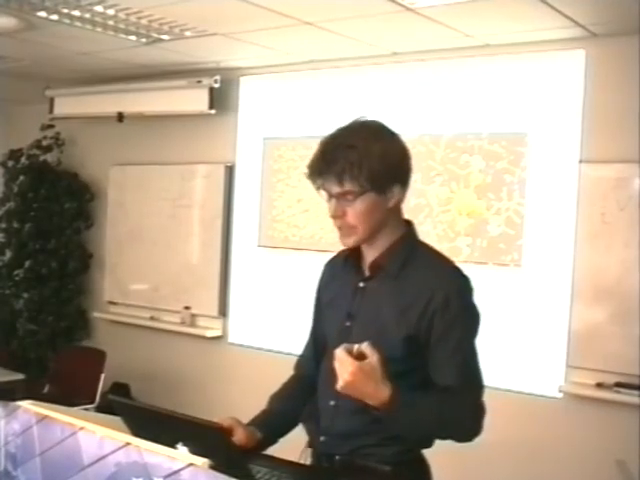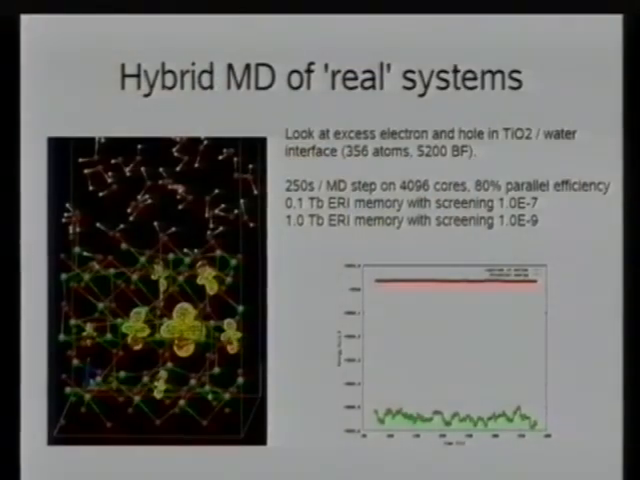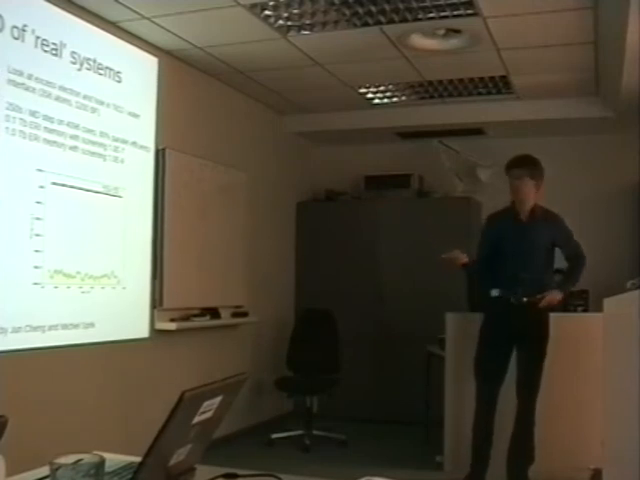Now, that's still a single point calculation. What we really want to do is complex systems and ab initio molecular dynamics. And that's also an example that we did here. That's an interface between liquid water and titanium oxide. You can add electrons to the system. That is important in all kinds of catalysis.